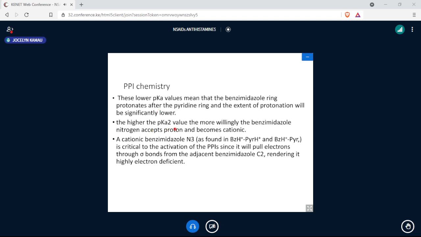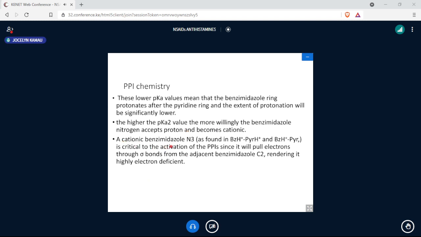The higher the pKa2 value, the more willingly the benzimidazole nitrogen accepts protons and becomes cationic. Again, it's a fact, because the pKa controls the Ka and even the Kb. As we are saying, the higher the pKa, the lower the Ka, and the lower the Ka, the higher the basicity. That is just in direct proportion.